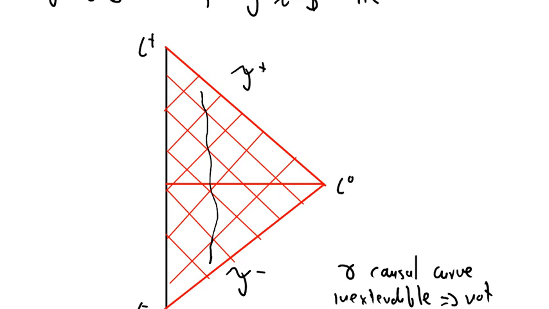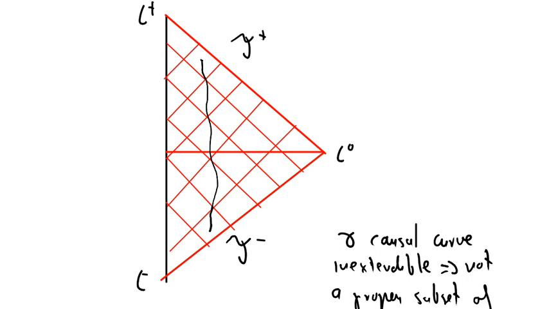The point is that in this picture, an inextendable causal curve is going to be a curve which reaches the conformal boundary. And there are different possible ways to reach the conformal boundary. I can get to future null infinity, or I can get to I plus or I minus. So if I have another curve here, I can just let it go, and it can reach I plus, or it can reach I minus.